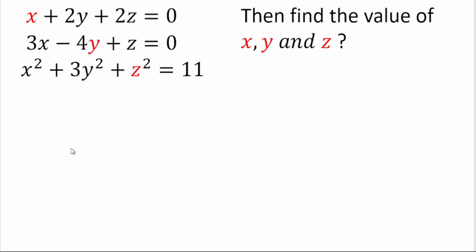Today in this video we are going to solve this interesting algebraic problem, and the problem here is x plus 2y plus 2z equals 0, 3x minus 4y plus z equals 0, and x squared plus 3y squared plus z squared equals 11. Then we have to find the values of x, y and z.